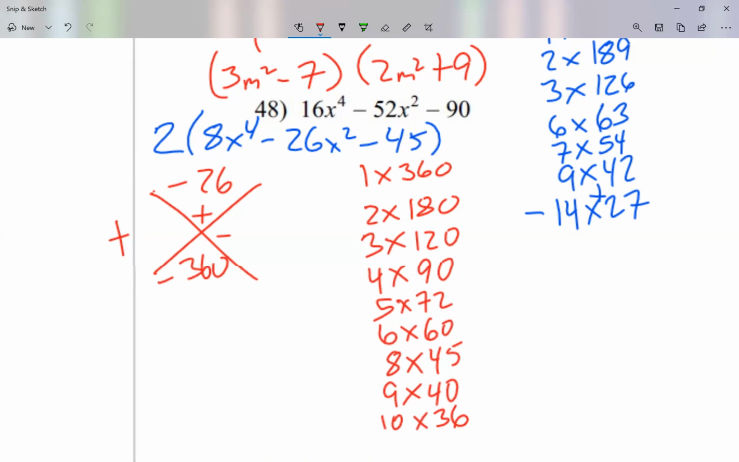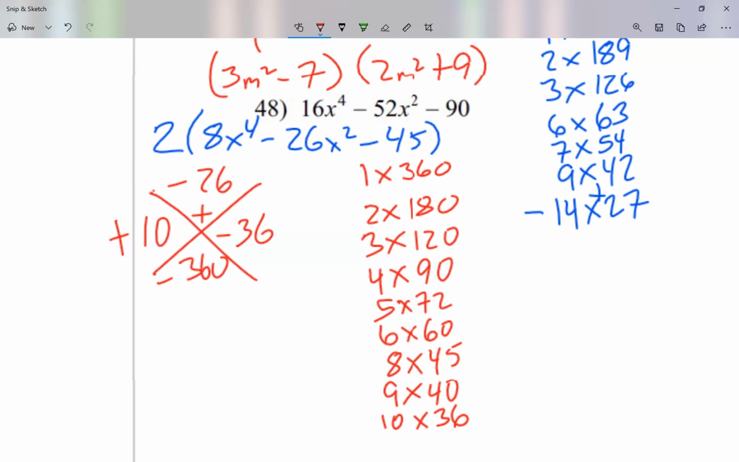So I want positive 10 and negative 36. I'm just looking at my parentheses, right? 8x to the fourth minus 26x squared minus 45. Let me split that. Let me break that.